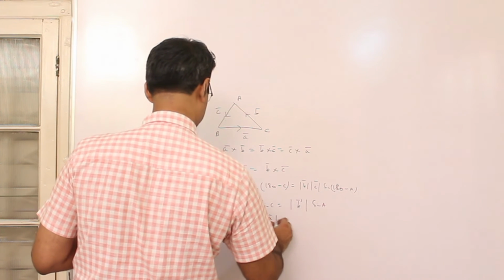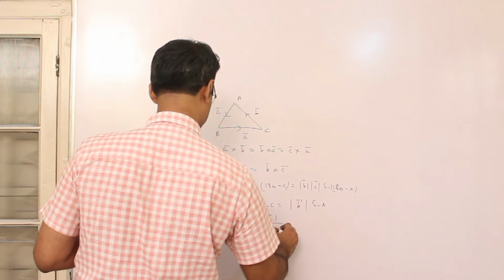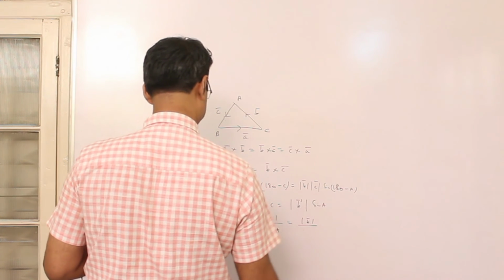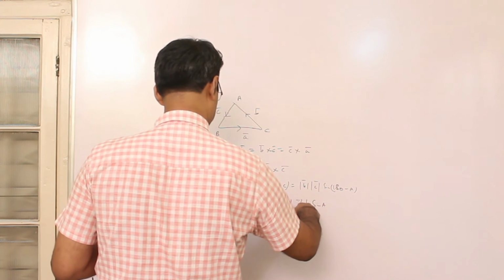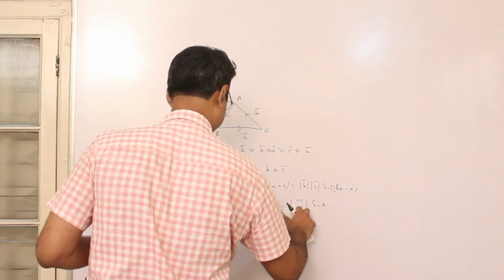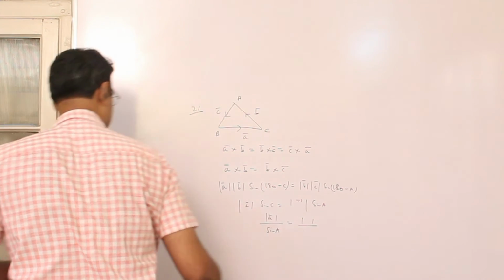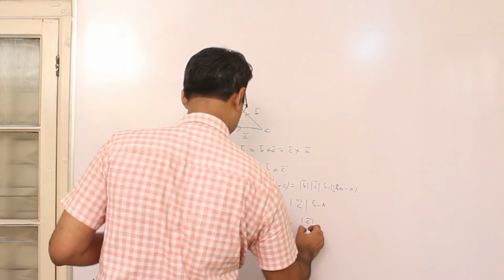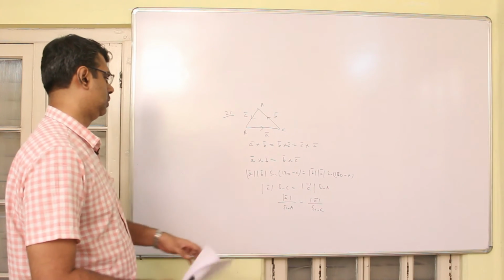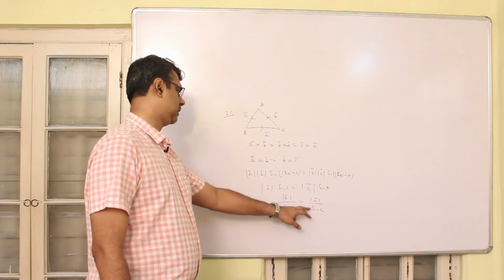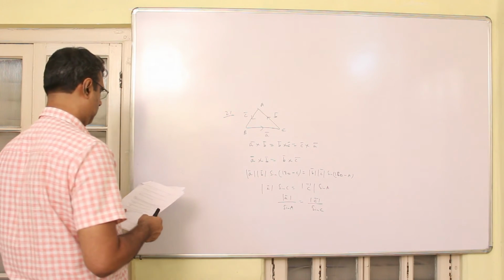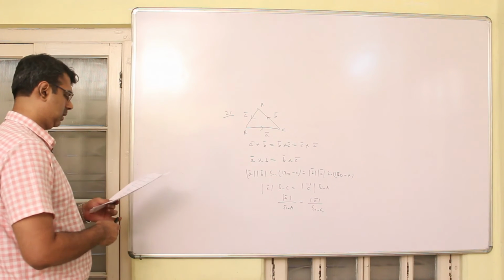So you will get mod A by sine A is equal to, this will be modulus of C, is equal to mod C by sine C, right? So we will get modulus of A by sine A equal to modulus of C by sine C. In this way, we are able to get the sine formula.